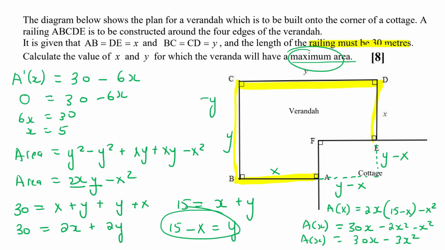So we know that y is equal to 15 take away x. So y is equal to 15 take away 5. And so y is equal to 10. And so there we have the value for x and y. And that's it. They didn't even ask us what the area was.